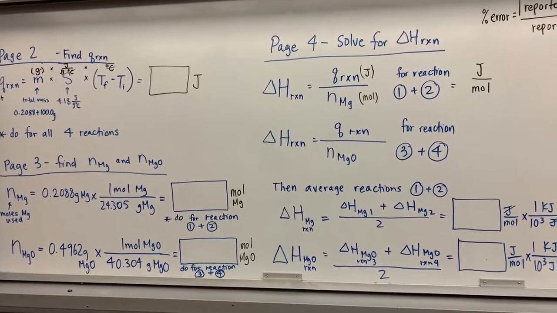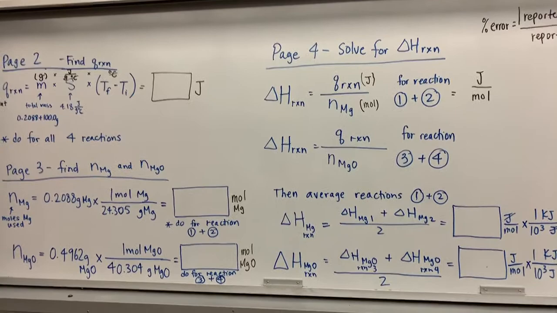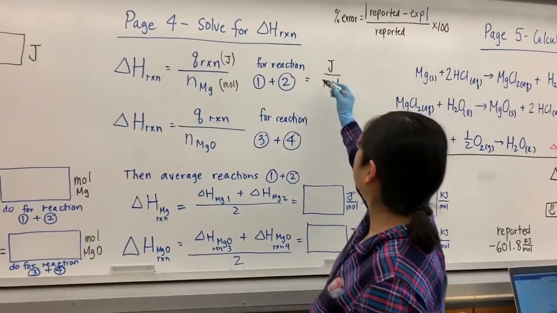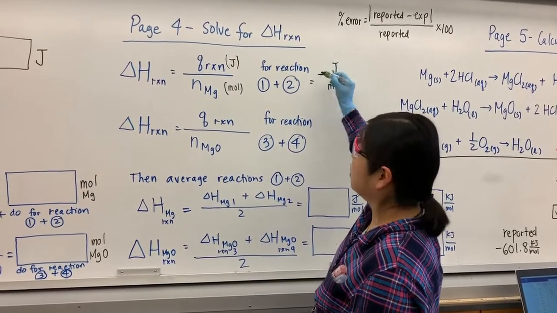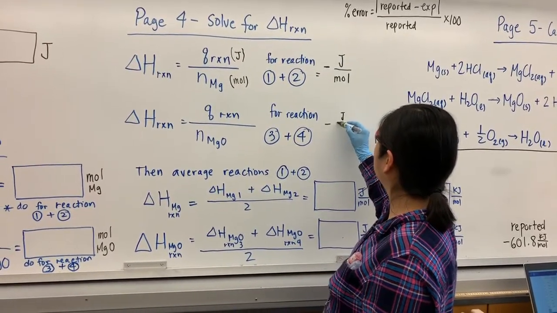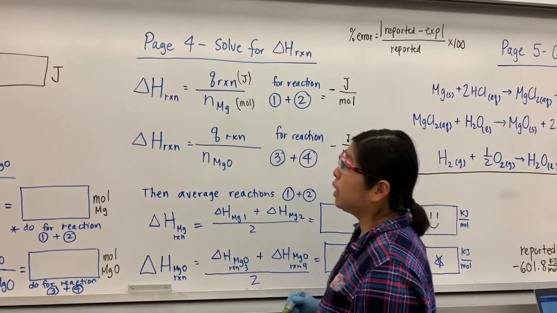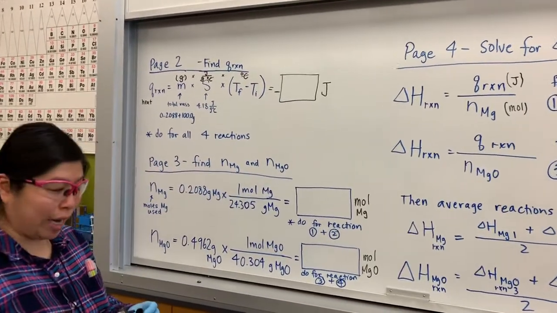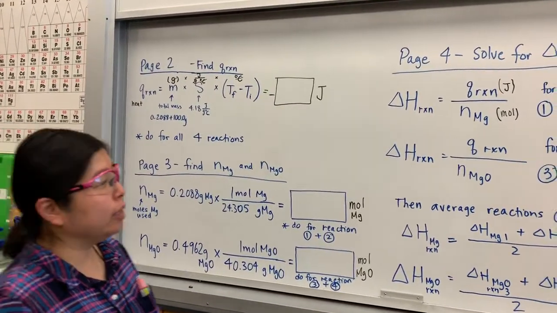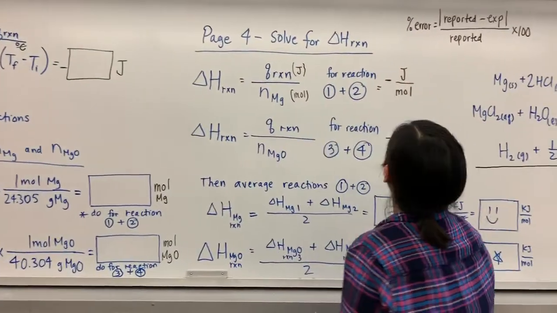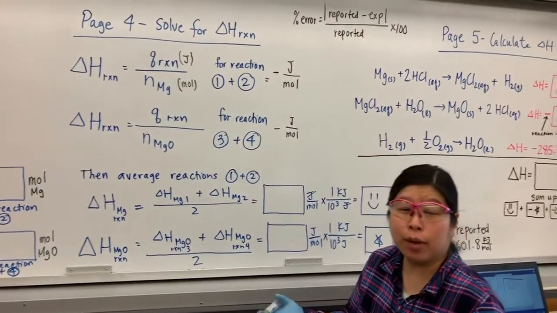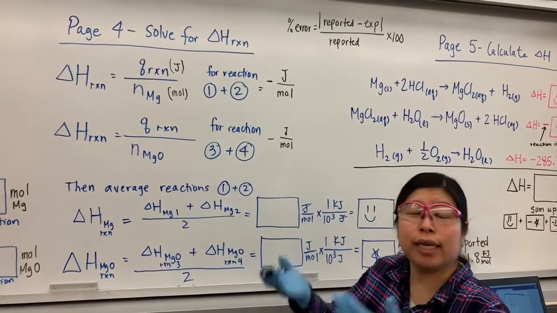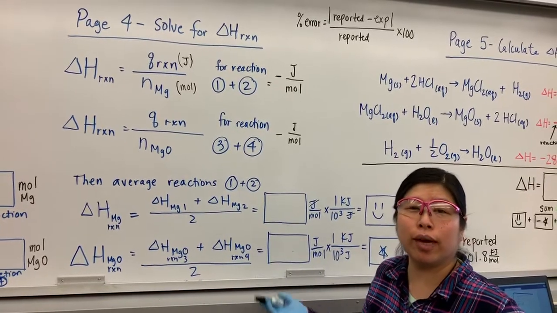I would like to also point out to you that because these are exothermic reactions, your delta H should be negative. Should be negative joules per mole. Okay? Because your Q here should be negative as well, because they are exothermic reactions. If you think back to when you were doing the reaction, it got warmer, right? The temperature increased. So it's releasing heat. When it's releasing heat, it's an exothermic reaction.